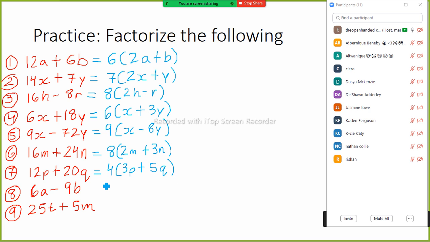All right, Deshaun, help me with number 8. Okay. I have 3, open bracket, 2A minus 3B. Minus 3B. That's correct.